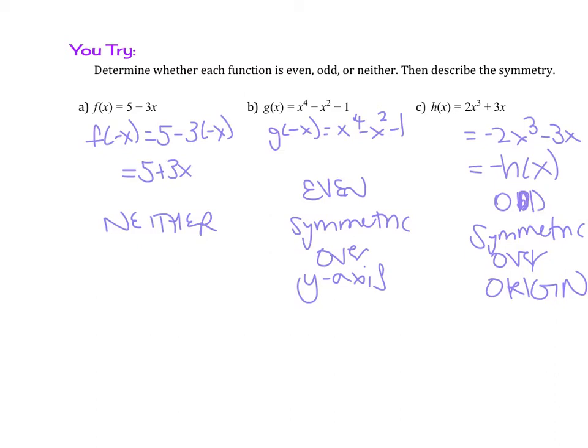Letter B, if you try that out, if you have an even power, then you know that it's going to stay the same, it's not going to change. So therefore, it stays the same, and it's even, and it's symmetric over the y-axis. And the last example, you have odd powers, so therefore they change signs. And then everything changed signs, so it's negative h of x. Therefore, it's odd and symmetric over the origin.